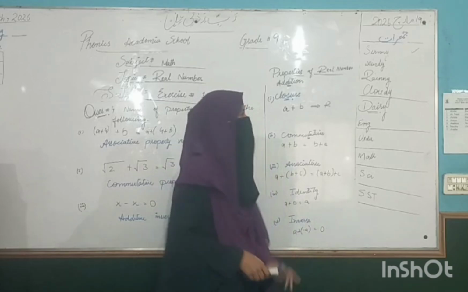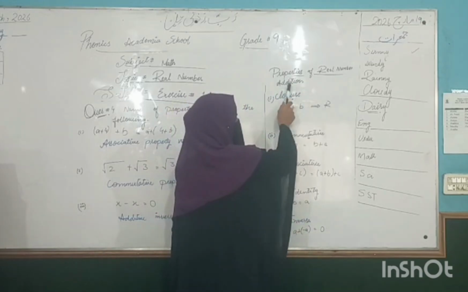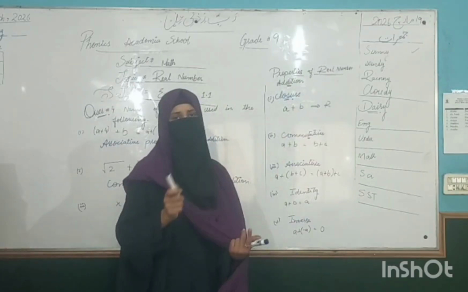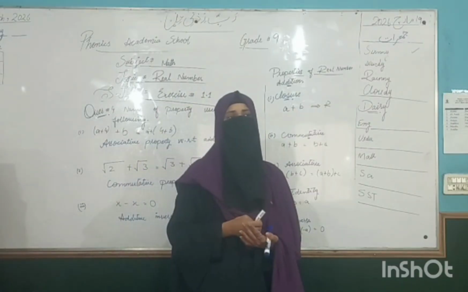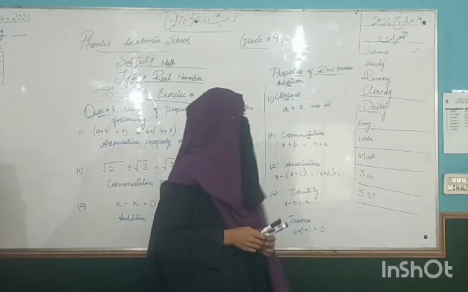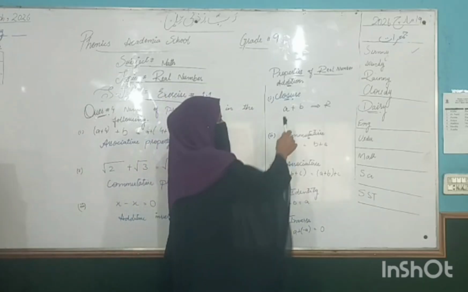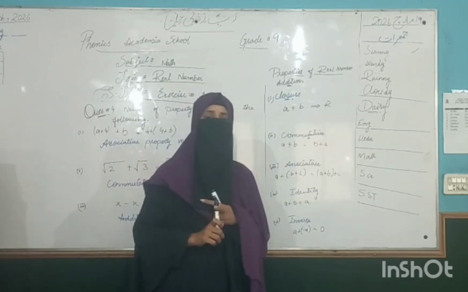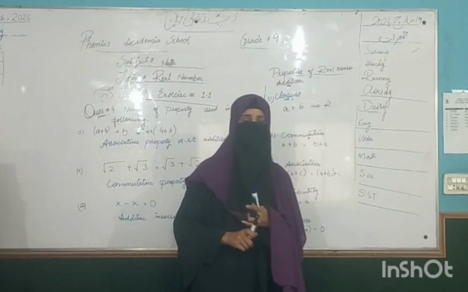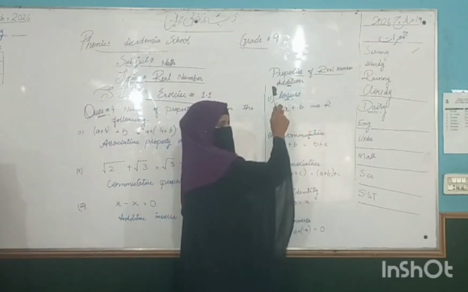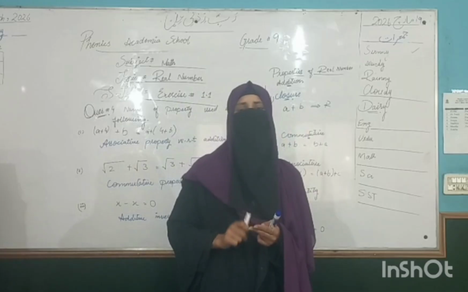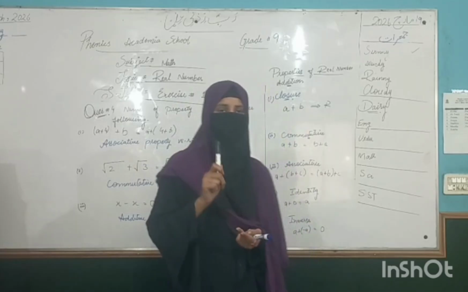So let's start, students. Properties of real number addition. The closure property has two terms, like a plus b, or 3 plus 2, or 2 plus 3. You only have two terms to be added and only one side, not two sides. When you add two terms and the result is a real number, it is known as the closure property.